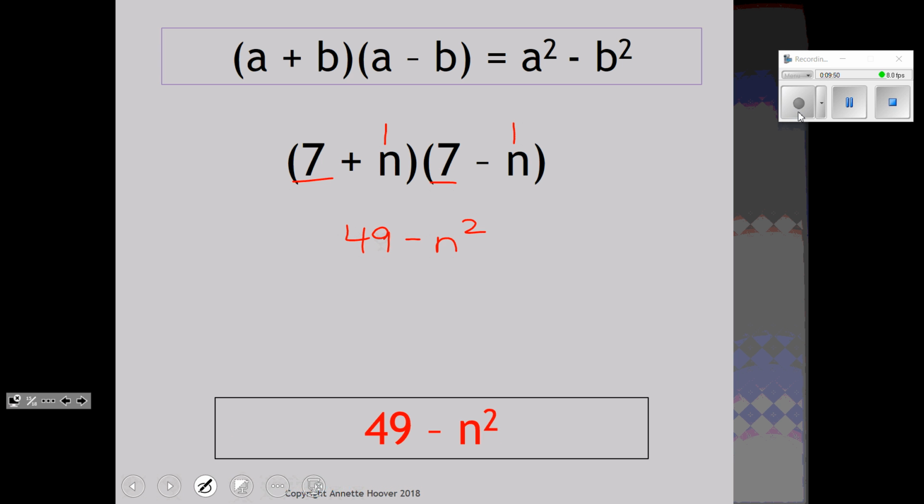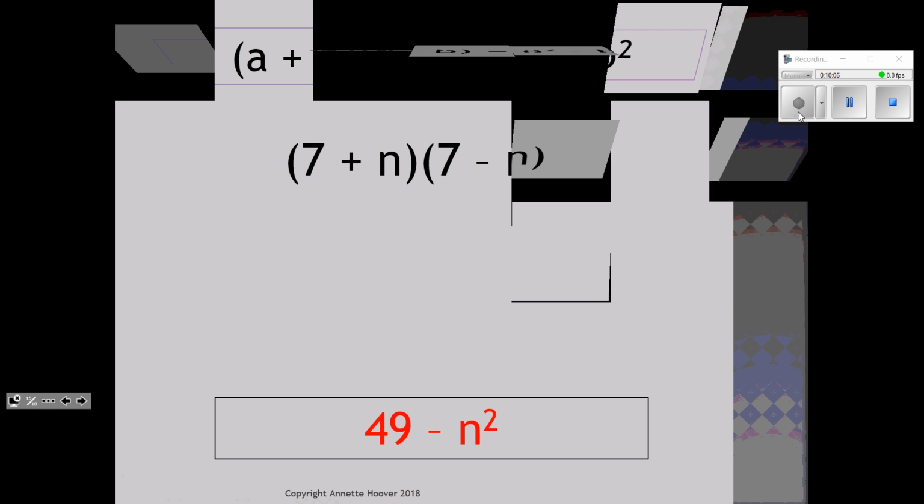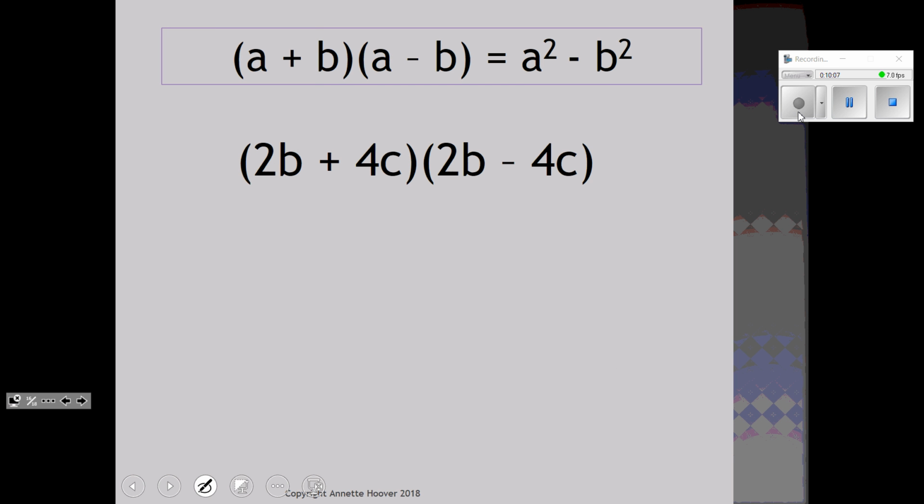What we're doing right here is we're creating the difference. Difference means a subtraction problem of two perfect squares. 49 is a perfect square, and n squared is a perfect square. And this is going to be important when we get to factoring in the next chapter, this difference of two perfect squares. Okay, again, we have two binomials, same terms, different signs. 2b times 2b is 4b squared. 4c times negative 4c is a negative 16c squared, and you're finished.